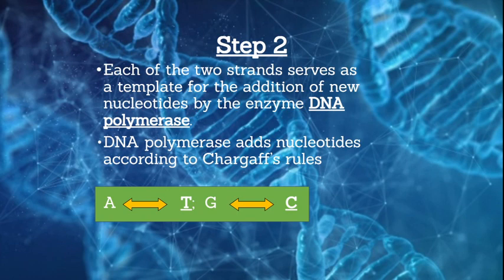Now, step 2. Each of the two strands serves as a new template for the addition of new nucleotides by the enzyme DNA polymerase. So DNA polymerase adds nucleotides according to Chargaff's rules. Imagine that we are unzipping the DNA molecule, but then we're going to be making new DNA molecules with Chargaff's rule.